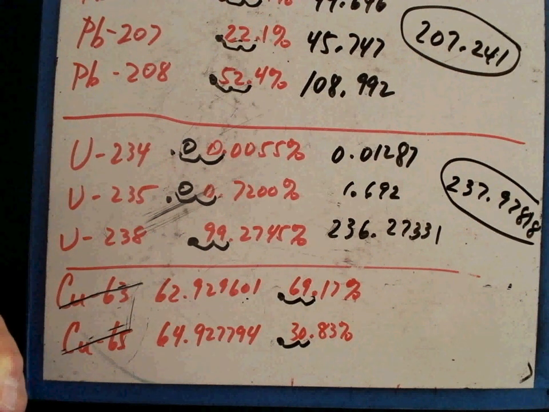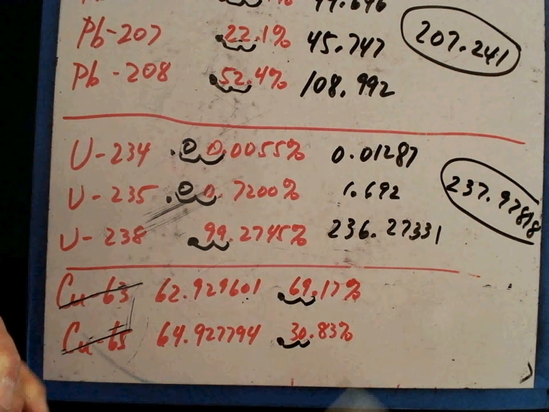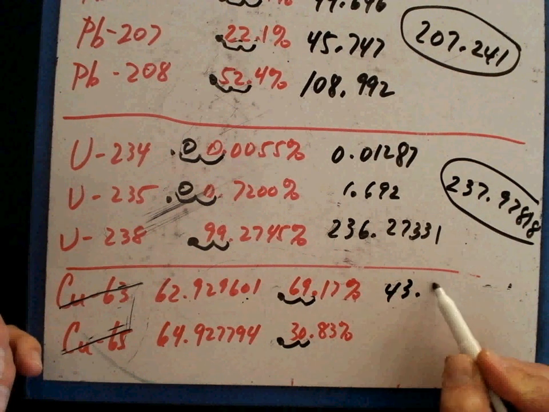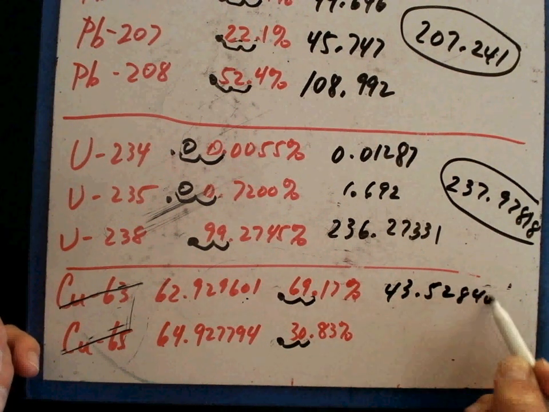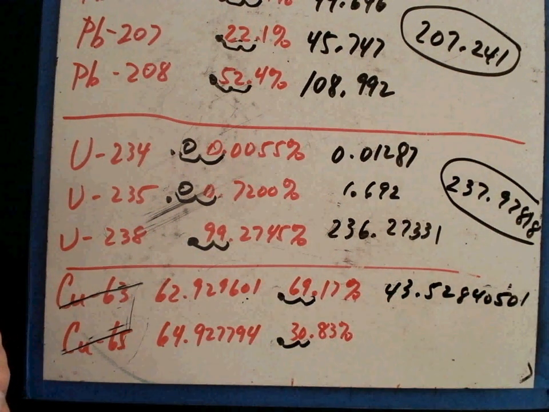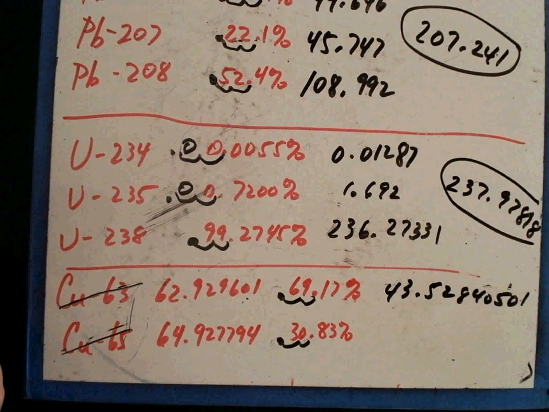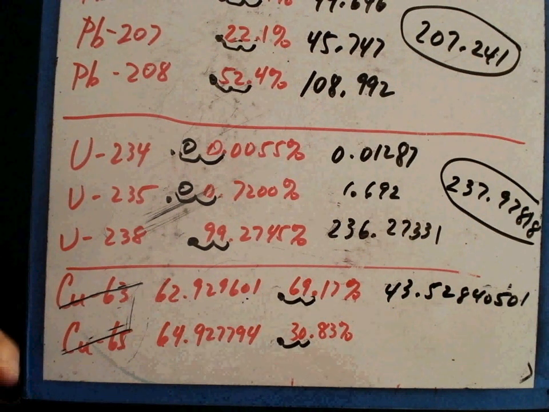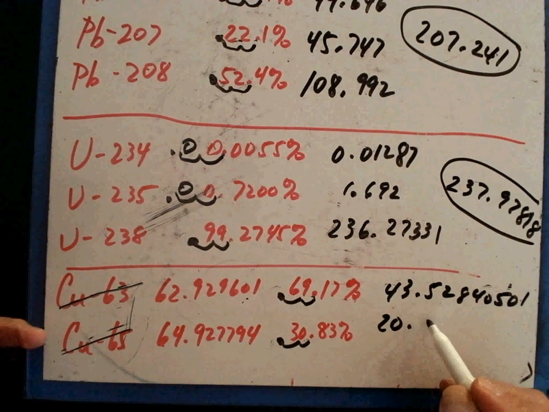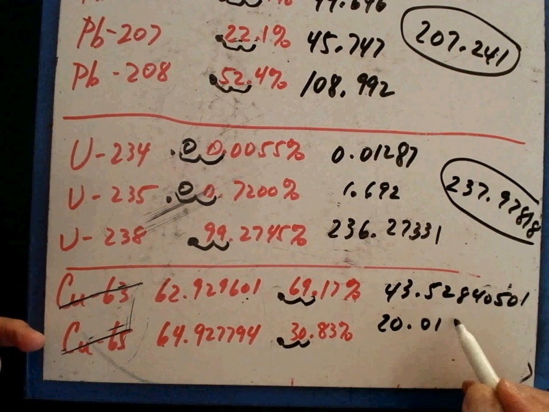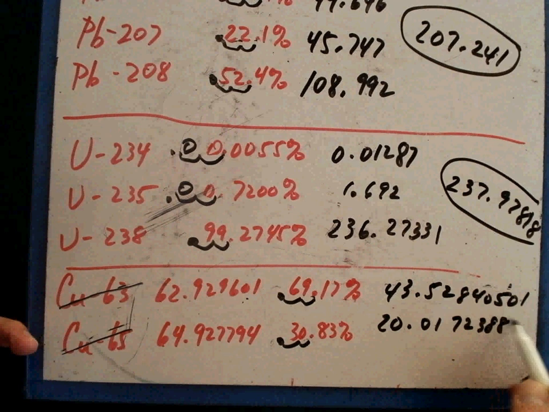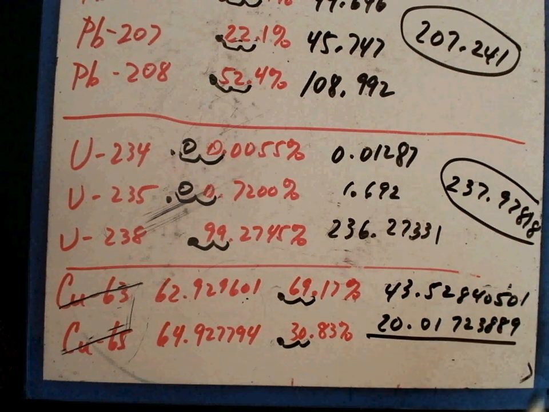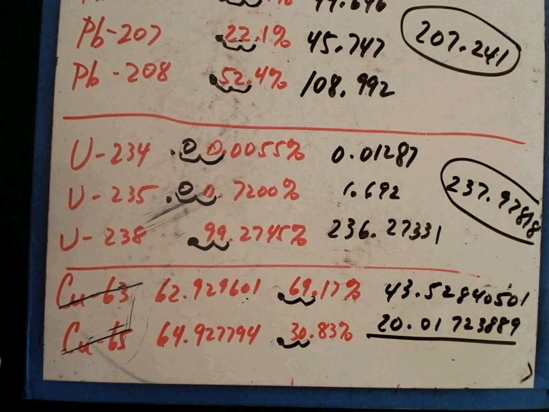62.929601 times 0.6917. Write it all down. 43.52840501. Next one, 64.927794 times 0.3083 equals, write it all down, 20.017238889. You should be doing this math with me to make sure I get it right. Make sure you know what you're doing.